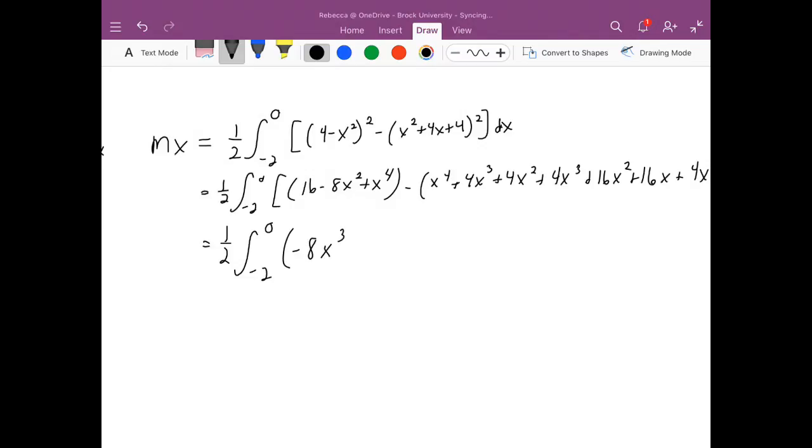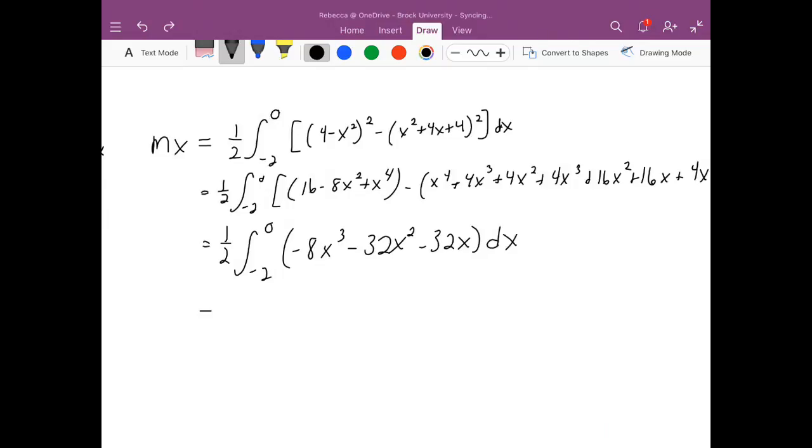negative 8x cubed minus 32x squared minus 32x dx. Again, I would suggest doing this on the side as some rough work, not forgetting that this negative symbol is there, so it's going to make all of the terms in the second bracket negative, or change their sign anyways. So be careful that you don't forget that.